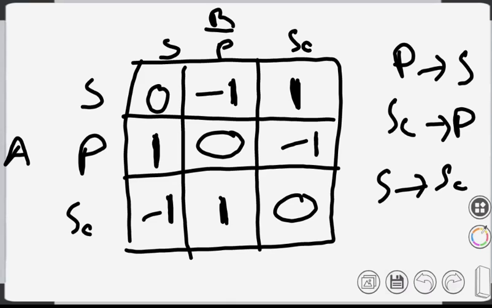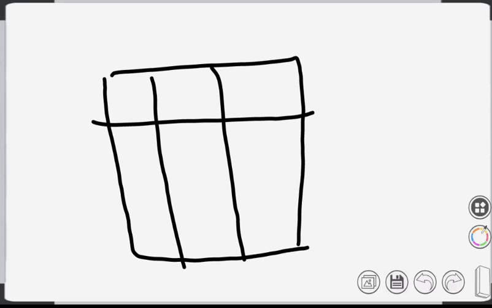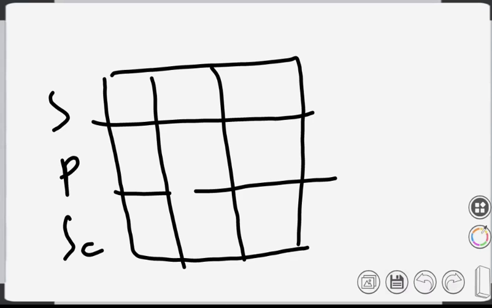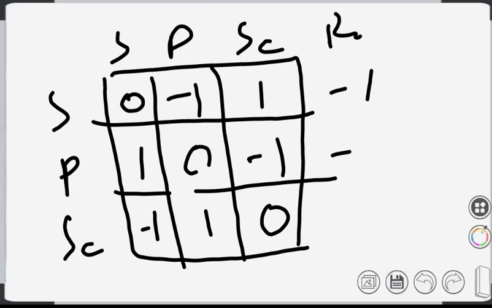Can you check whether this is a pure strategy game or a deterministic game or not? It is not a pure strategy. So this is stone, paper, scissor, stone, paper, scissor: 0, -1, 1; then for paper: 1, 0, -1; and -1, 1, 0. So the row minimum is -1, -1, -1. The column maximum is 1, 1, 1.